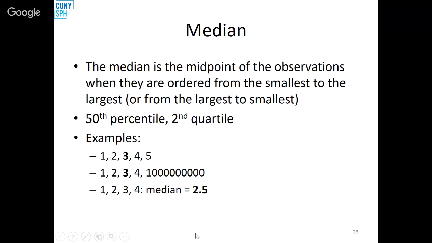So unlike the mean, the median is completely resistant to outliers. If our observations are 1, 2, 3, 4, 5, the median is 3. We change 5 for 1 billion. The median is still 3. And if we get rid of that last one, it shifts a little bit down to 2.5. So it's very resistant. You can't change the median too much with any one data point by removing it or adding an outlier or anything like that.